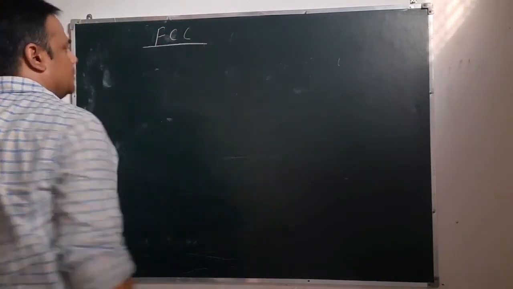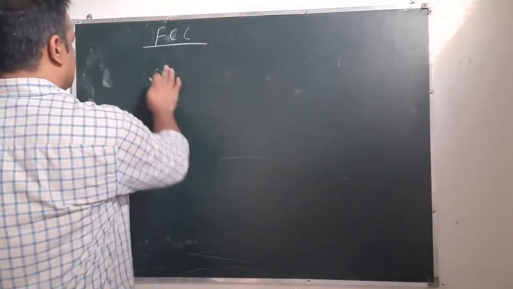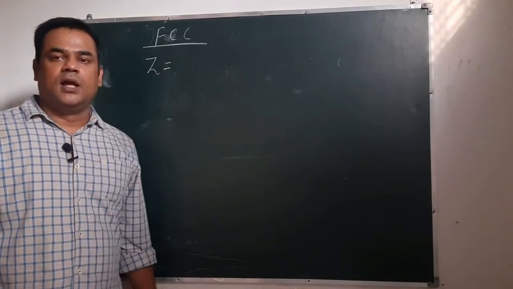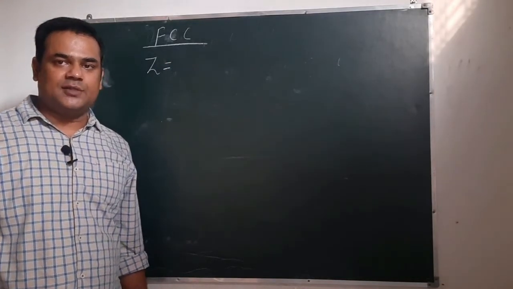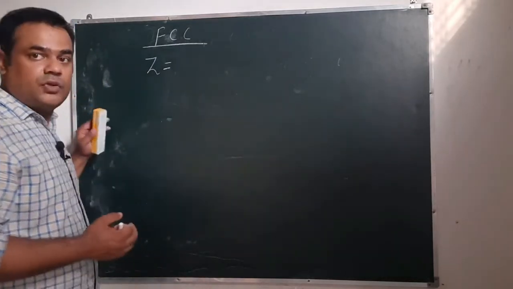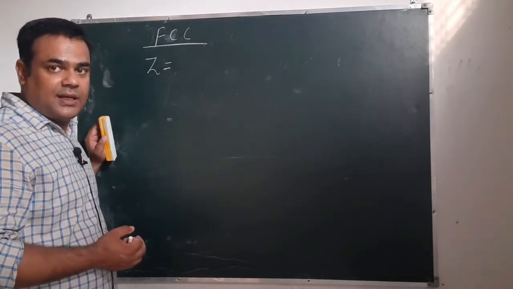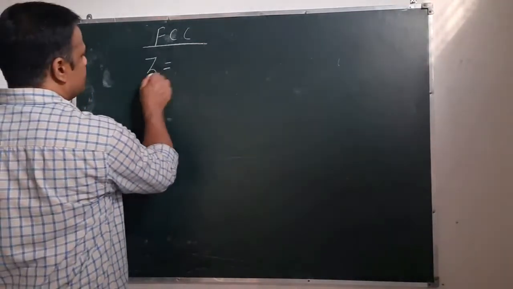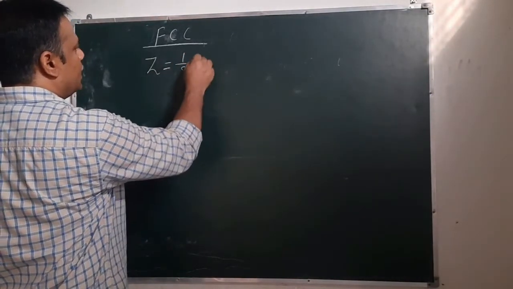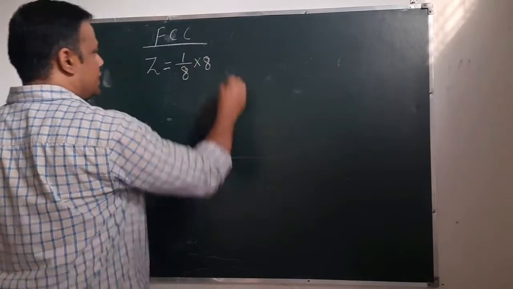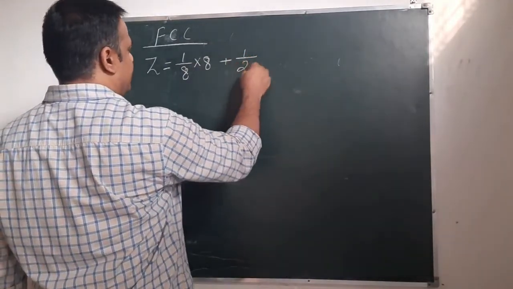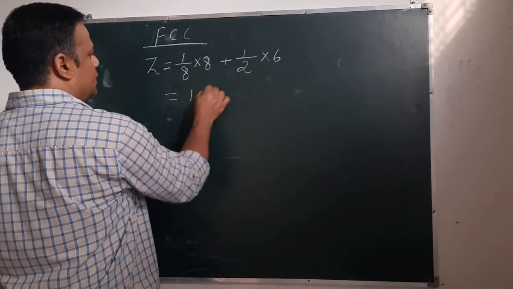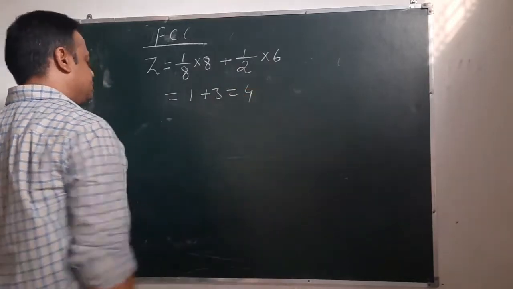FCC. So for the packing efficiency, first we'll calculate Z. In case of a face centered unit cell, constituent particles are present at each corner as well as on each face, and the contribution of one corner to the unit cell is 1/8 and the contribution of one face to the unit cell is 1/2. So the total number of atoms per unit cell will be the contribution from one corner into the total number of corners 8 plus the contribution of one face into the total number of faces 6. This will be equal to 1 plus 3 is equal to 4.